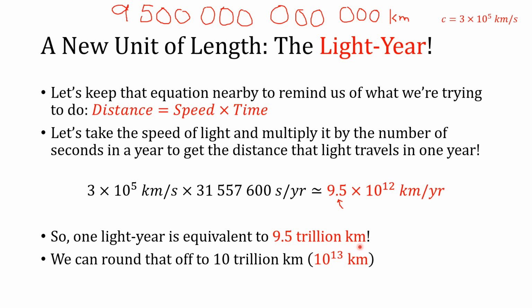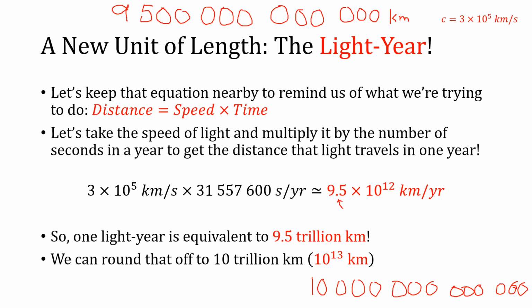And if we want to round that off, we could round it to 10 trillion, which we can write really easily as 10 to the 13, because that would just be a 1 followed by 13 zeros. And there we go. So that's how many kilometers are in 1 light year.